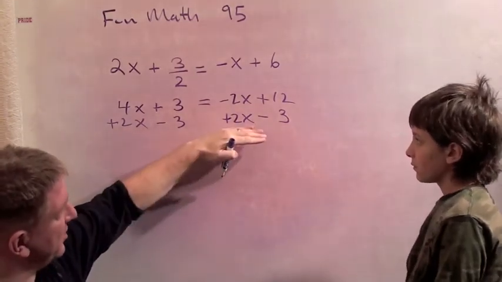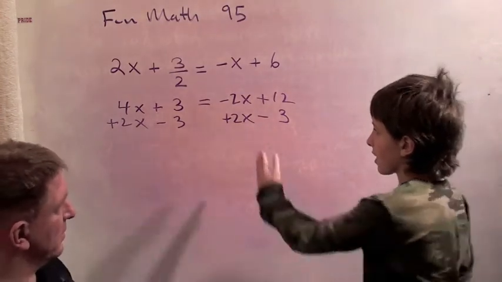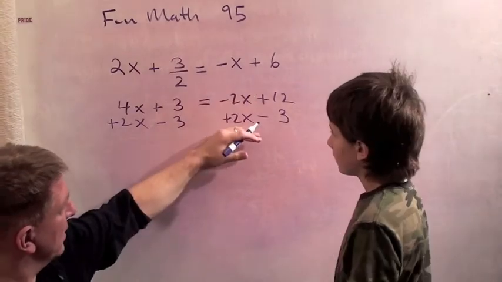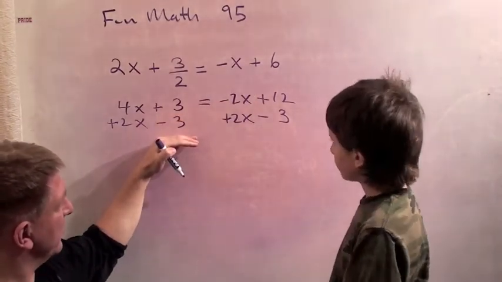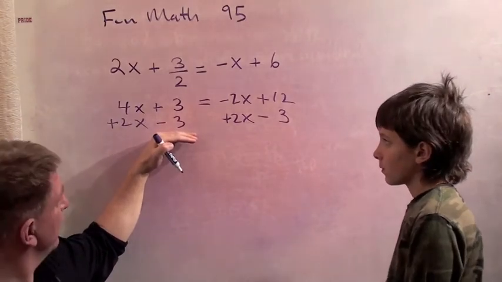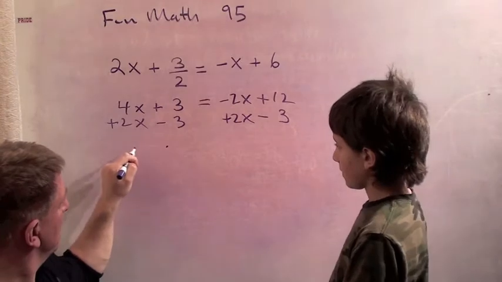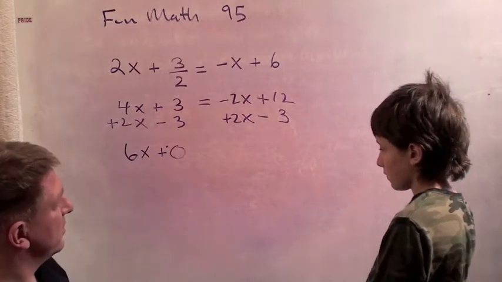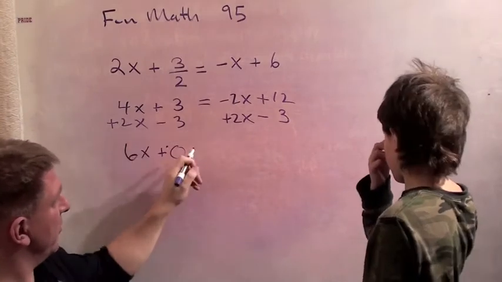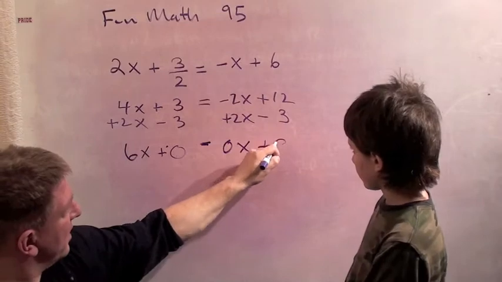But why is it nice to change this side by adding 2x to it? These cancel, they go away. Similarly, it's nice to subtract 3 from this side because now I don't have any numbers on this side of the equation. So you have 6x, and I'm going to write it in the same column: 6x plus 0 equals 0x plus 9.